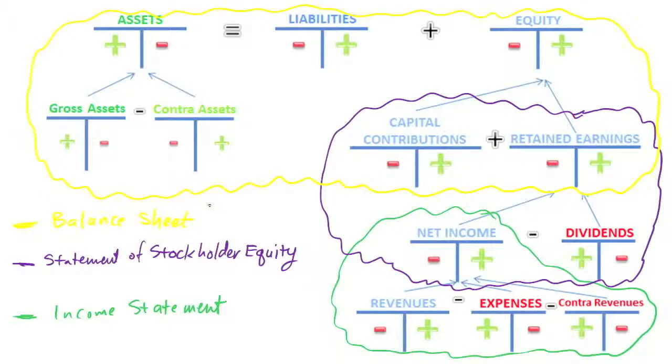The key thing you should see here is that these accounts circled in the green will all be closed into retained earnings. That makes them temporary. Dividends gets closed into retained earnings. That makes it temporary. So if I were to draw a line right through here, all the accounts below that line are temporary accounts that get closed into retained earnings, which is a permanent account that carries its balance forward from period to period.